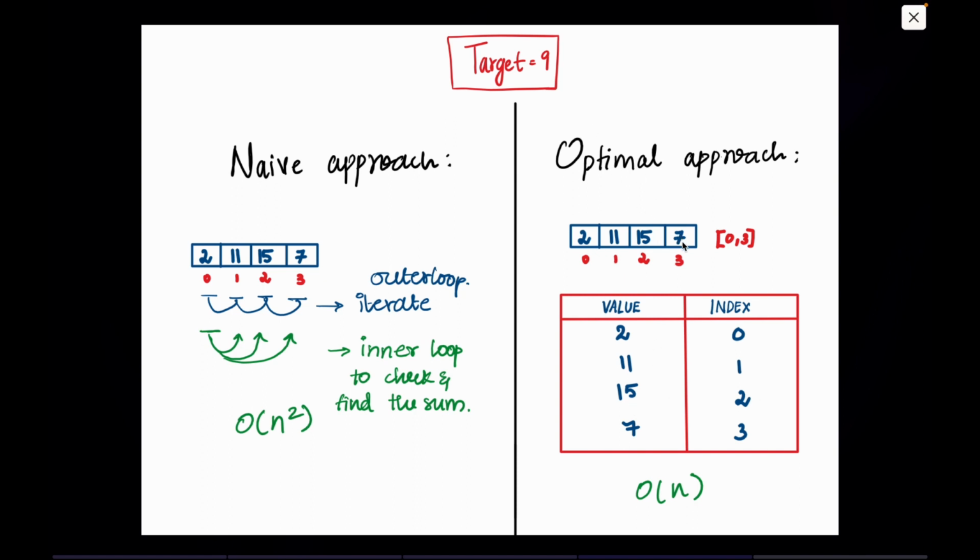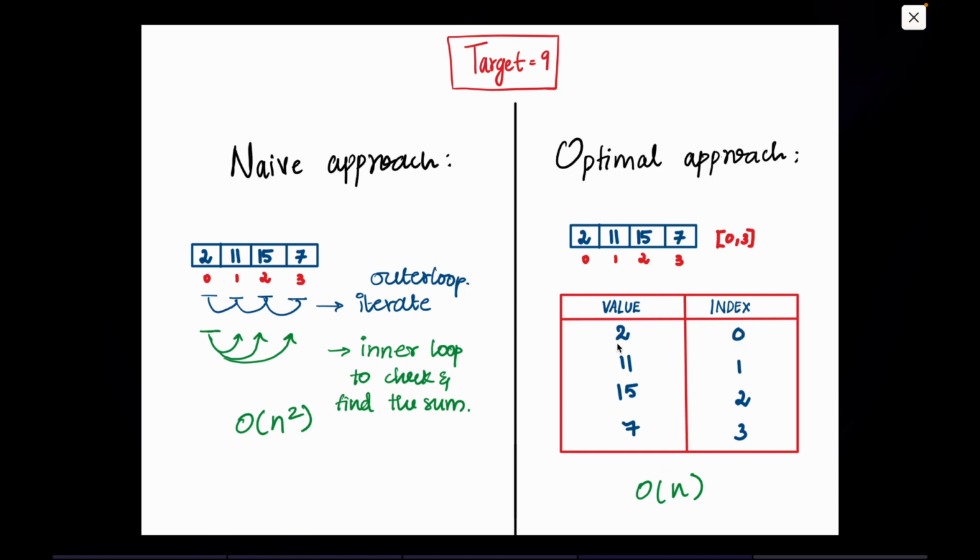Then we will go to 7. 9 minus 7 gives 2. We will check if there is a 2 in the dictionary. Oh, here we have got a 2. So what we are going to do is just return the 7's index, that is 3, and 2's index, which we have stored already, 0.